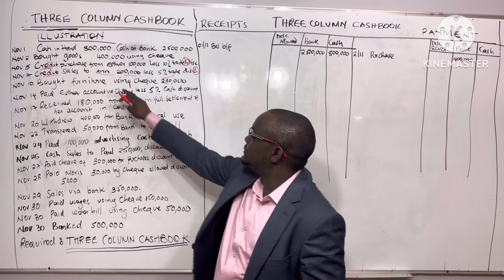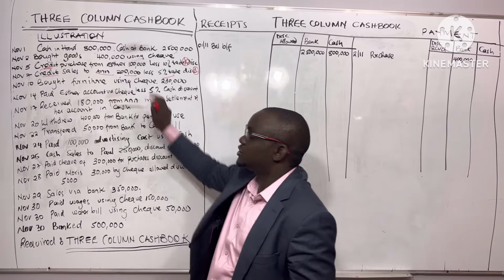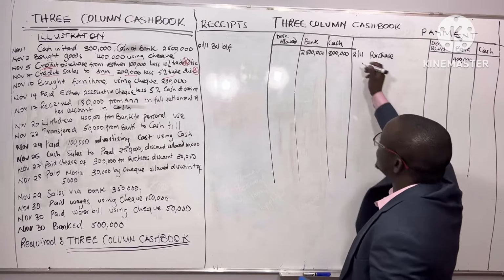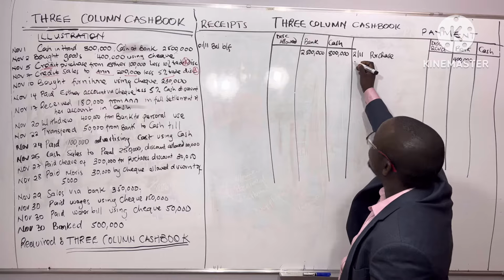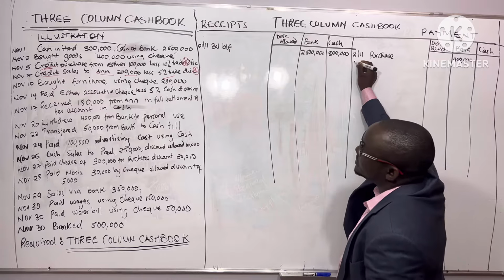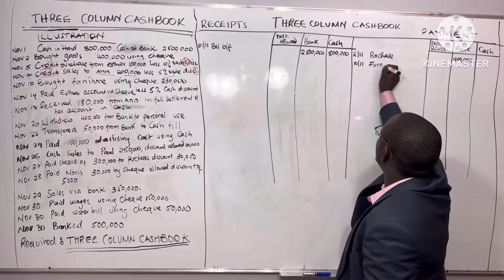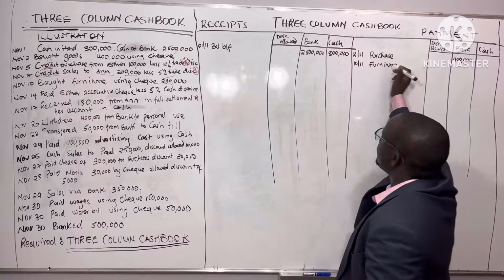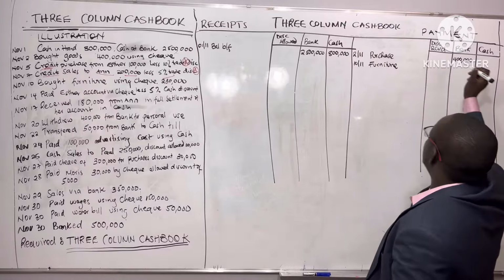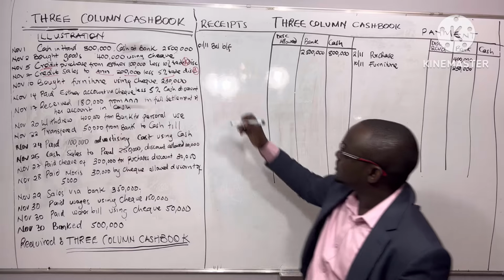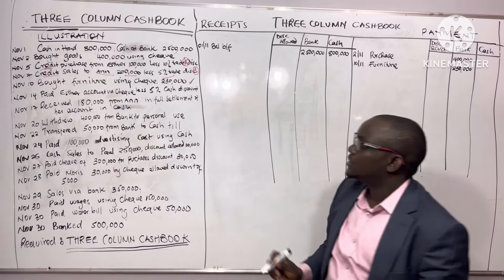The other one: bought furniture using a check, 230,000. Since we are making purchases of furniture, we come and record here. 10th November, furniture, 230,000. So this one we have recorded.